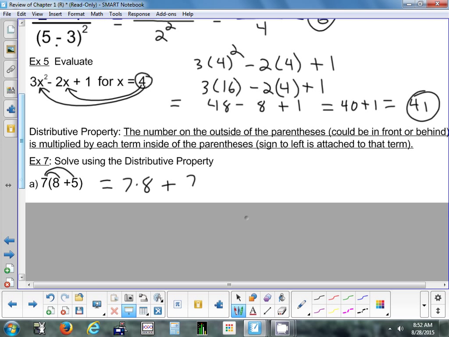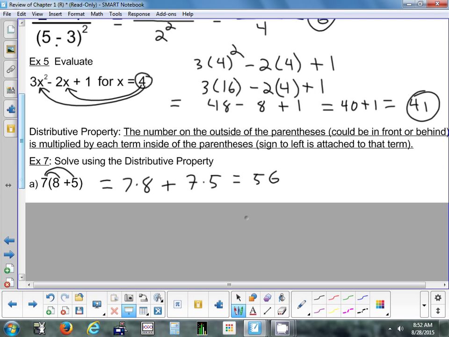7 times 5. You guys, Mr. Hager's just writing out how it works, right? You don't have to do that. We're just showing you because it's the first time we're going over it. You don't have to write like 7 times 8 plus 7 times 5. We get it in distributive property. He's just showing you how it works so you can see it. Most of the time when I do distributive property, I would have jumped right to this step.